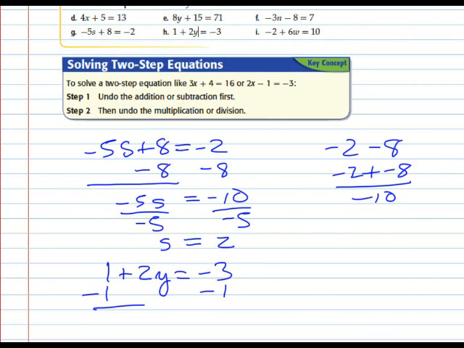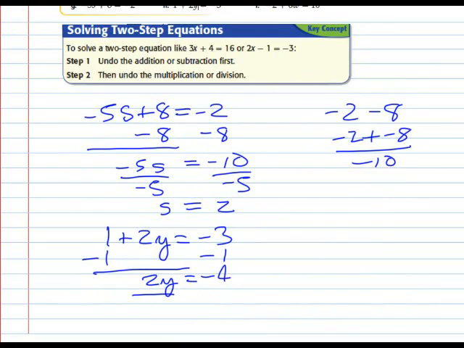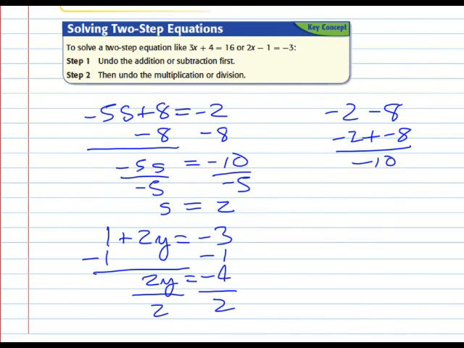Example H. 1 plus 2y equals negative 3. Subtract 1 from both sides, 2y equals negative 4. Divide both sides of my equation by 2, y equals negative 2. And my final example, negative 2 plus 6w equals 10.